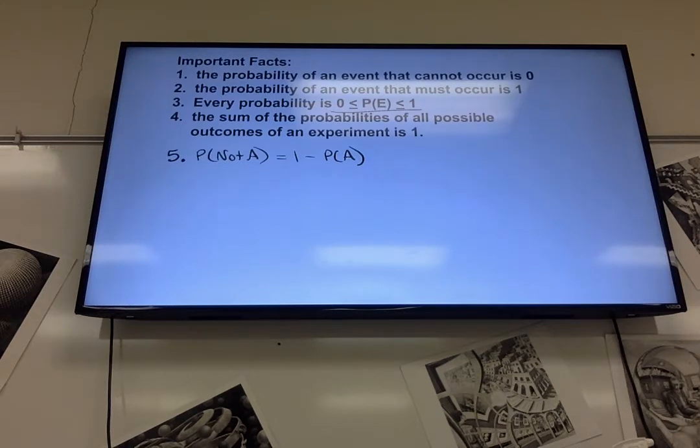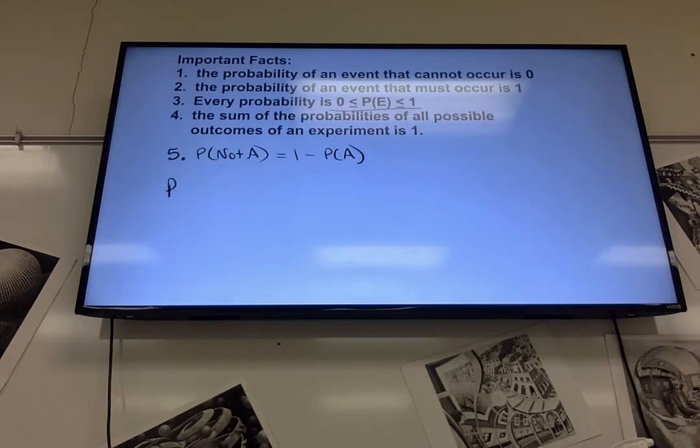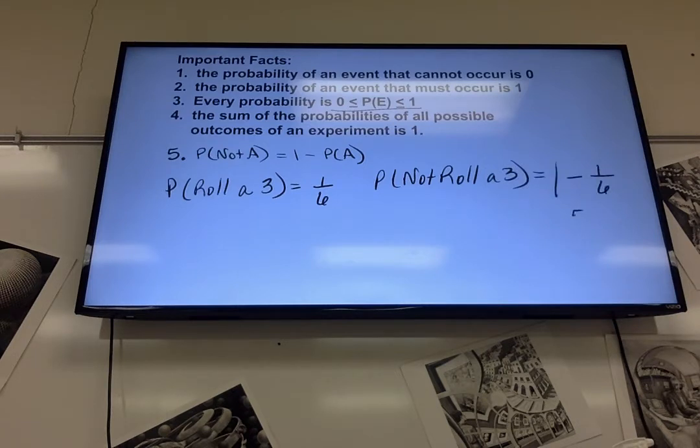And then number 5 says the probability of not A is 1 minus the probability of A. So like if I tell you A can be anything, so if I tell you that the probability of having a six-sided die and rolling a 3 is 1/6, then the probability of not rolling a 3 is 1 minus 1/6, or 5/6.